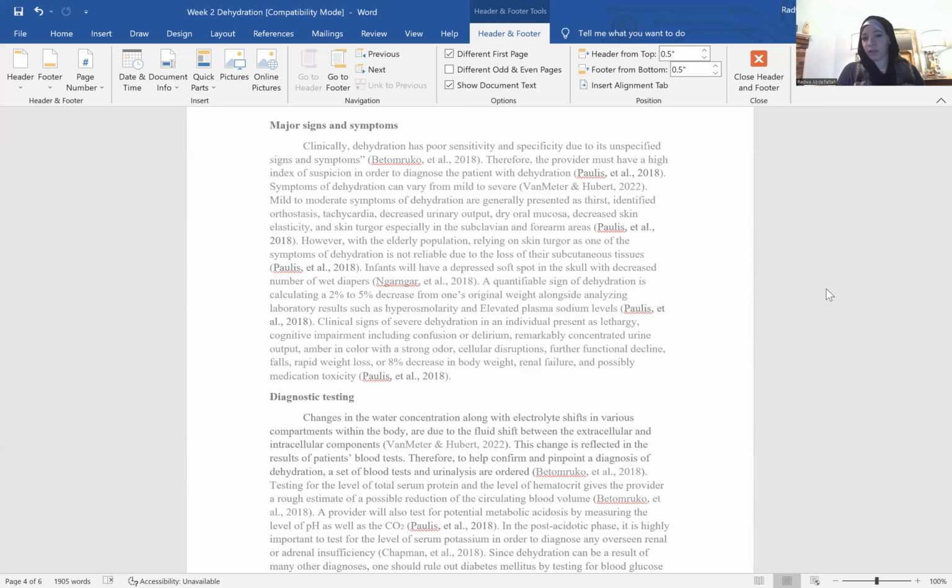Clinical signs of severe dehydration in an individual present as lethargy, cognitive impairment, including confusion or delirium, remarkably concentrated urine output, amber in color with a strong odor, cellular disruptions, further functional decline, falls, rapid weight loss, or 8% decrease in bodily weight, renal failure, and possibly medication toxicity.